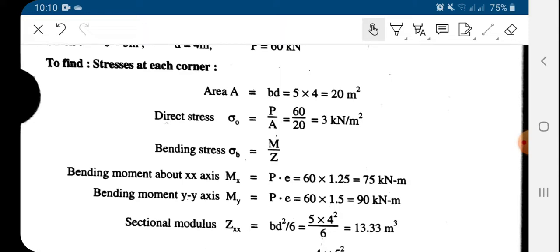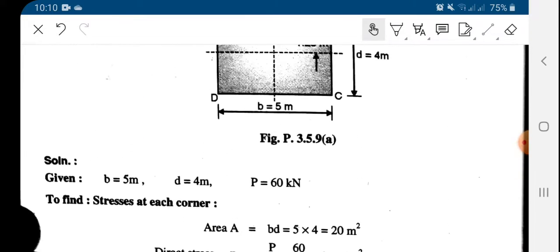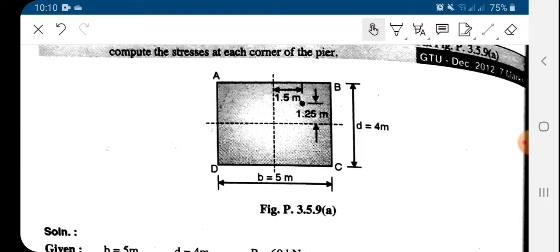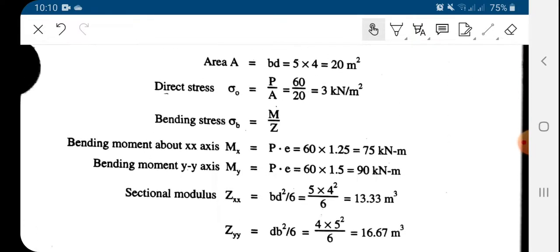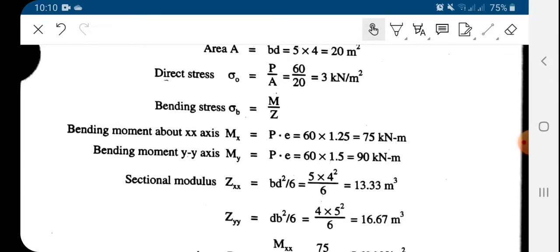Same way, the bending moment along Y direction. For the Y direction the eccentricity is 1.5 meter, so the bending moment about this YY axis becomes 60 times 1.5, that is 90 kilonewton meter.